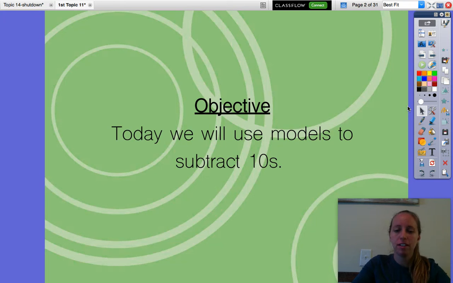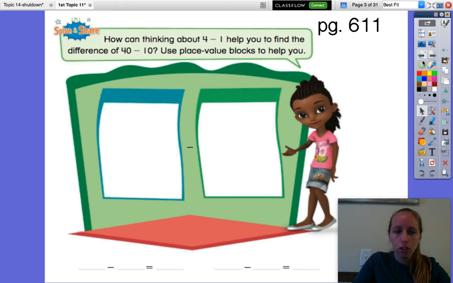Hello. Okay, for math today, we are going to use models to subtract tens. So open up your Solve and Share to page 611. It says, how can thinking about 4 minus 1 help you find the difference of 40 minus 10? So 4 minus 1, how is that going to help us solve 40 minus 10?